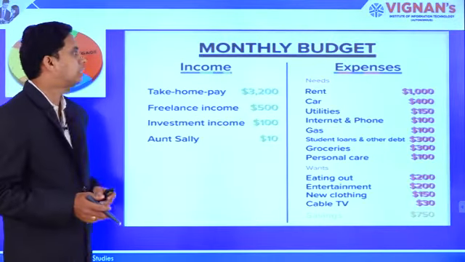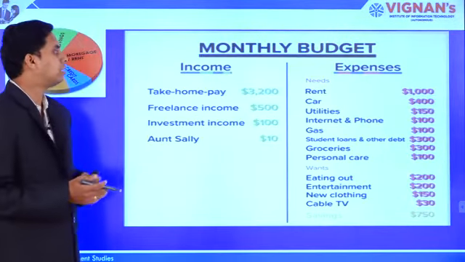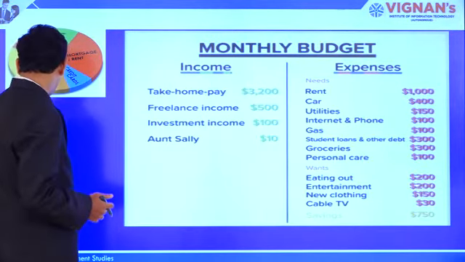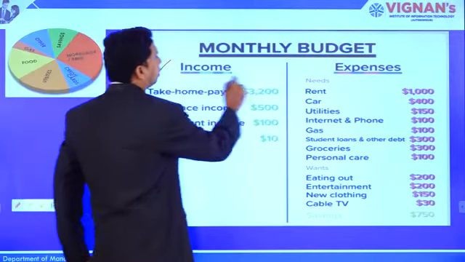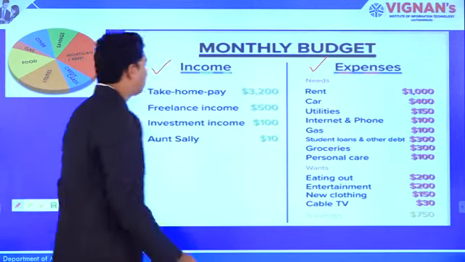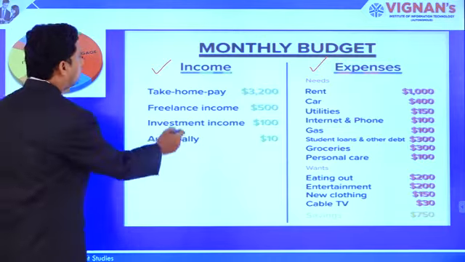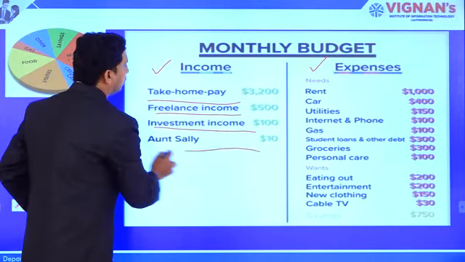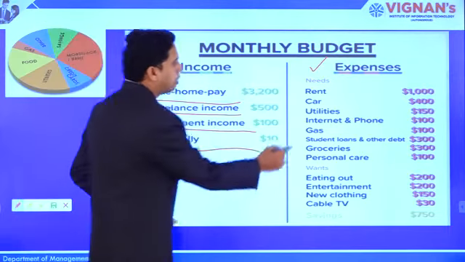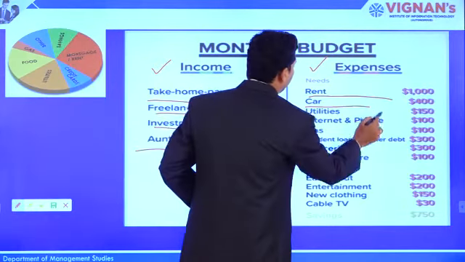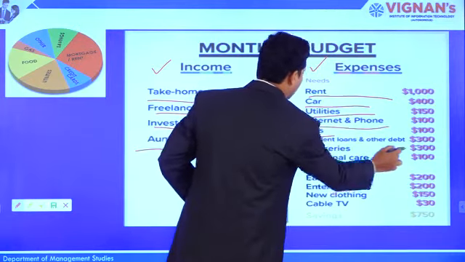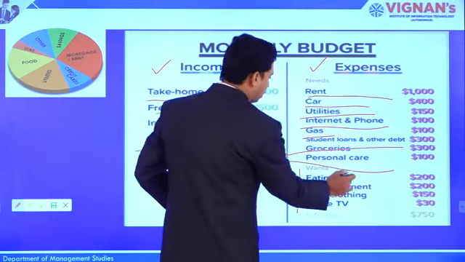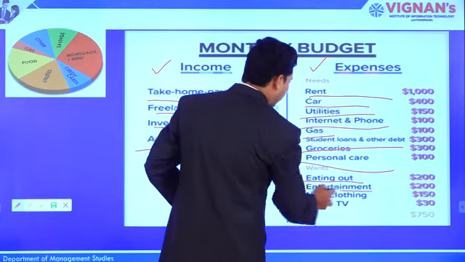So in this slide you can see the simple budget for a layman. On the left hand side you will see his income, and on the right hand side you will see the expenses. This is how the income will be written up on the budget. Also the expenses like rent, car, utilities, internet, phone, gas.